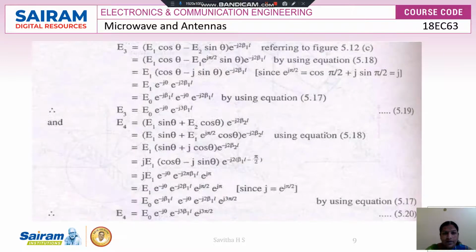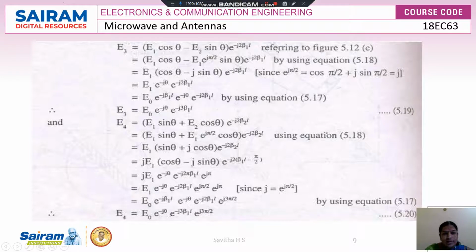E3 is equal to E1 cos theta minus E2 sin theta, e to the power of minus j2 beta 1 L. Here E1 cos theta minus j sin theta, e to the power of minus j2 beta 1 L, and then after simplifying it will be E1 e to the power of minus j theta e to the power of minus j2 beta 1 L. So this is the answer. After substituting the value here, I get the answer like this. So the final value of E3 will be E0 e to the power of minus j theta e to the power of minus j2 beta 1 L, adding these two.